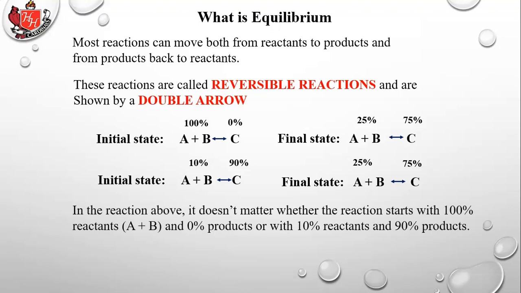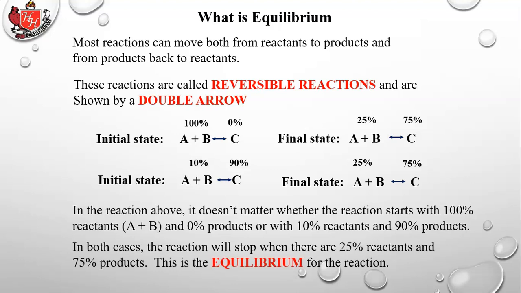In the reaction above, it doesn't matter whether the reaction starts with 100% reactants, that's A plus B, and 0% products, or with 10% reactants and 90% products. In both cases, the reaction will stop when there are 25% reactants and 75% products. This is the equilibrium for the reaction.